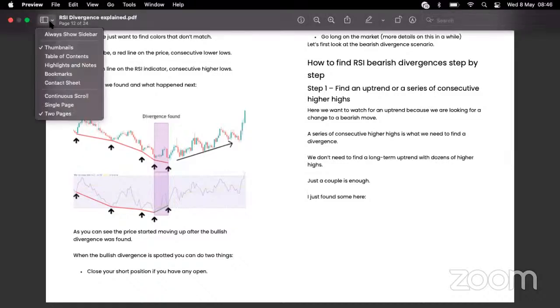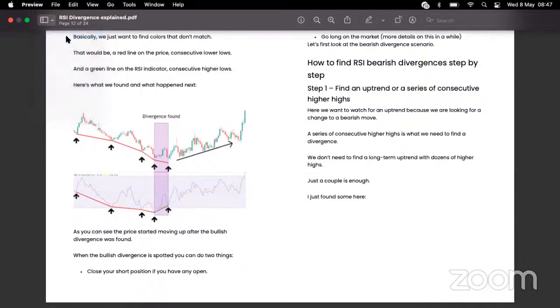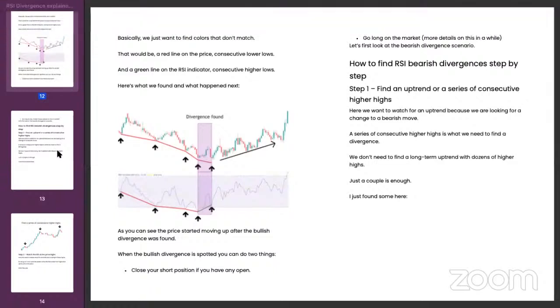Now I need to change my border. Just a minute, guys. Focus on.